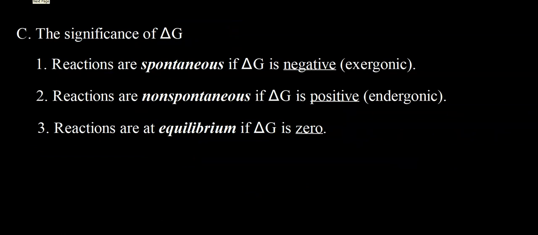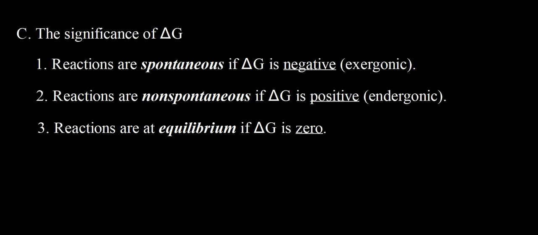If delta G is negative, that means the reaction will occur all by itself, meaning spontaneous. A word that we use for this is exergonic. I usually don't use that term. The College Board will use the term thermodynamically favored. Again, meaning that this reaction will occur all by itself.